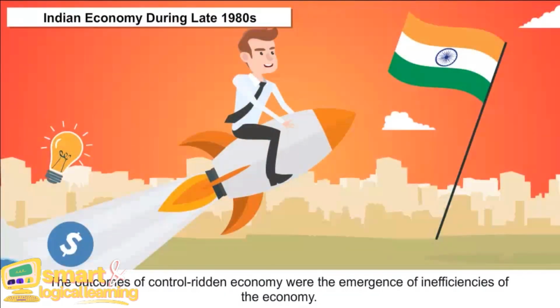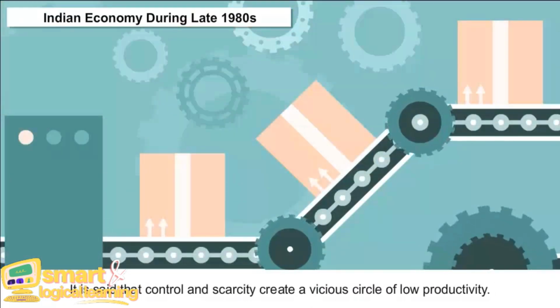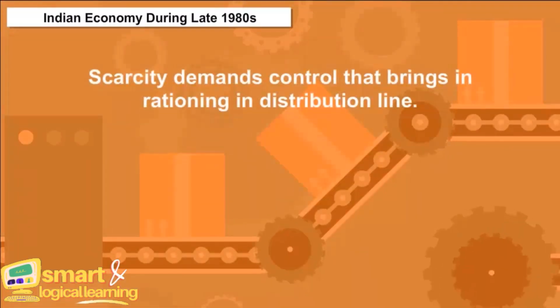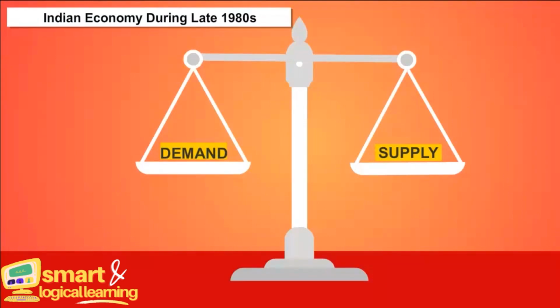The outcome of a control-ridden economy was the emergence of inefficiencies in the economy. It is said that control and scarcity create a vicious circle of low productivity. Scarcity demands control that brings in rationing in the distribution line. This creates delays in the creation of new productive capacity and therefore lowers output and causes demand-supply imbalances.